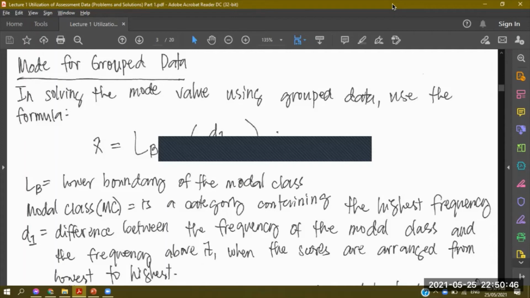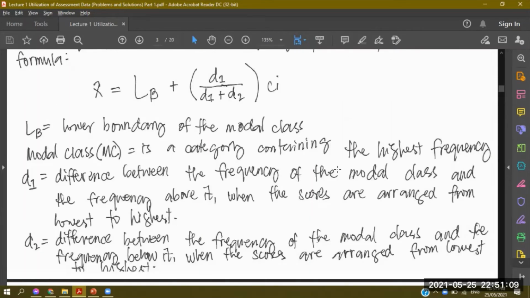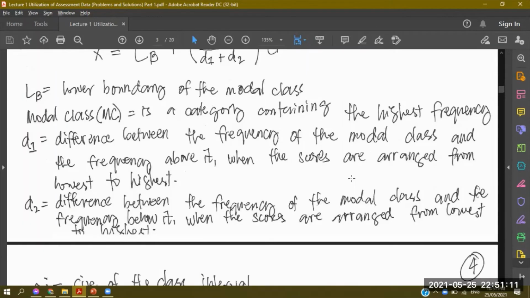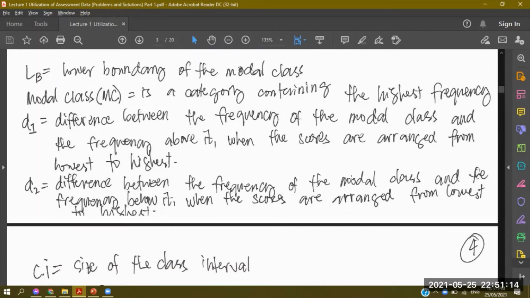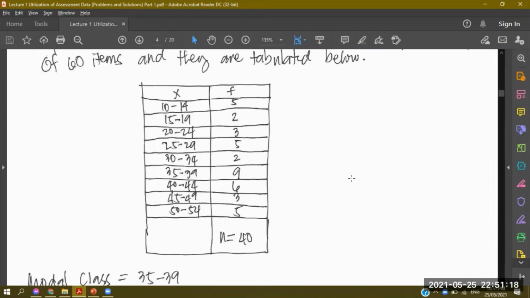Okay, so that is for the mode for grouped data. In solving the mode using grouped data, use the formula: X bar is equal to LB, the lower boundary, plus the quantity D1 divided by D1 plus D2, times CI, or the class interval. So do not forget the rule for each variable, for you to identify the model class and determine the values of D1 and D2. Okay, this is the table from earlier.